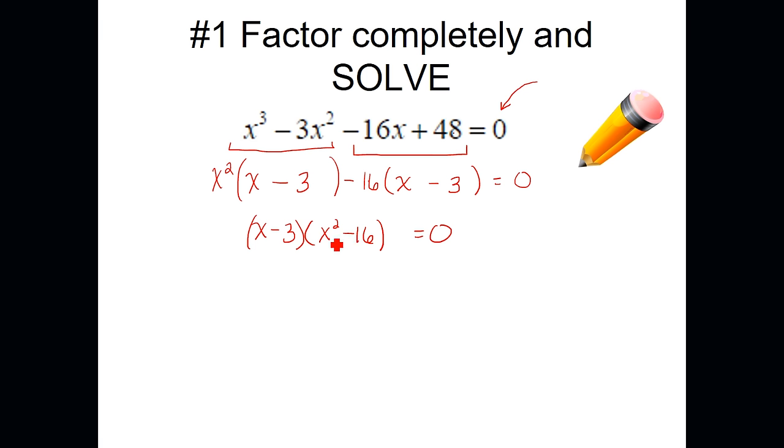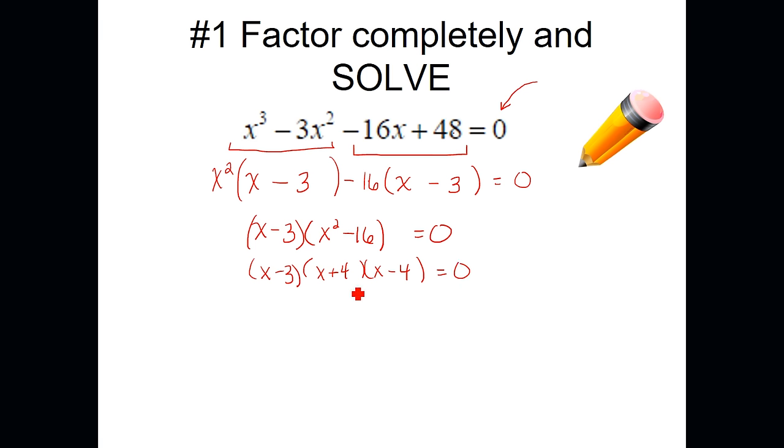Now notice this x squared minus 16, he's still squared. There's a possibility that I could factor him even further. I'm noticing that 16 is a perfect square. That means that I can factor x squared minus 16 into x plus 4 and x minus 4. And that x minus 3 factor, he's just hanging out there, and they're all set equal to 0.